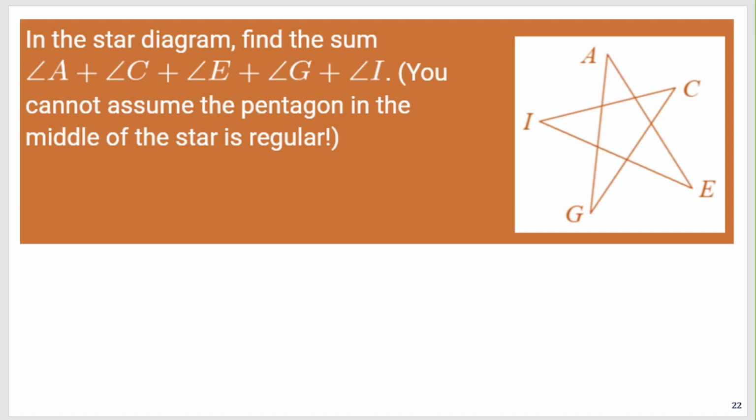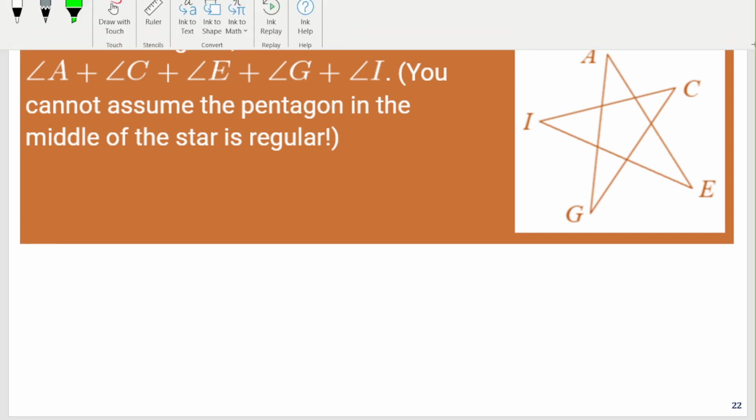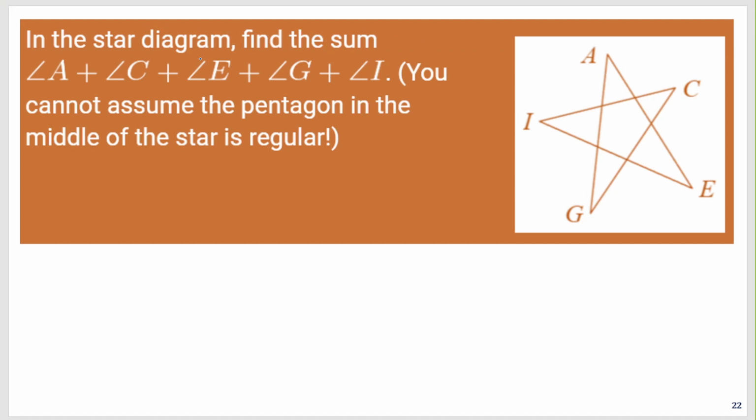Okay, any ideas? Okay, so what we know here is the sum of the interior angles of a pentagon, right? And if we can establish a connection between these 5 angles and the interior angles here, then probably we can solve this problem, right? So let's label these 5 angles here as A, B, C, D, E.